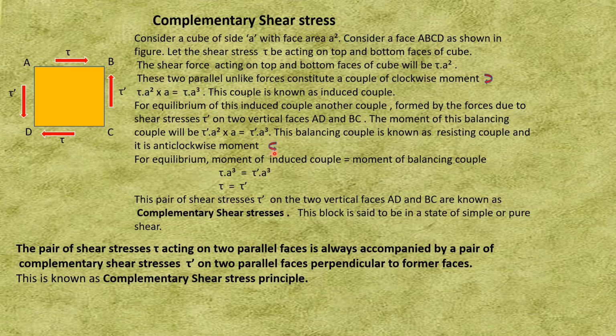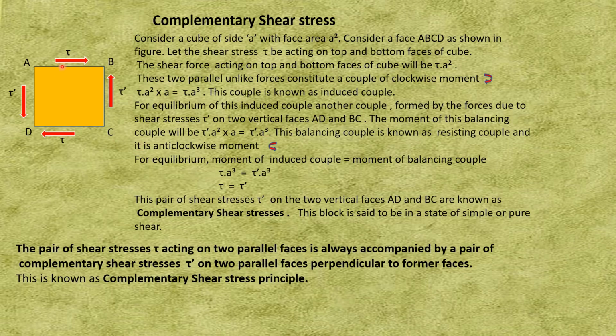This is the direction of anti-clockwise. Now here I have shown that if the two shear stresses tau are acting on planes AB and CD giving a clockwise couple, and still the body is in equilibrium, then there must be two shear stresses developed on the other two faces. On BC and AD, the shear stress developed is tau dash. Shear force due to tau dash will be tau dash into a square, and the couple will be into a, that is tau dash a cube.